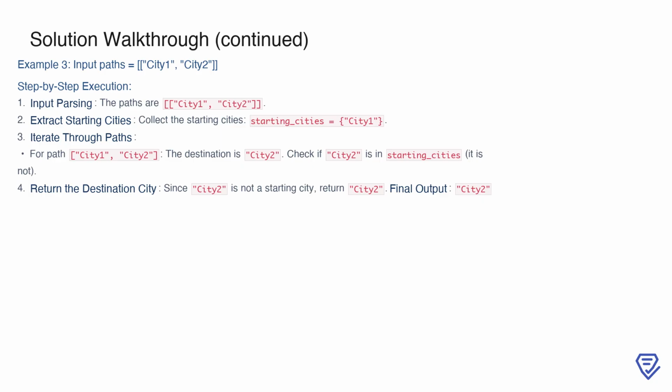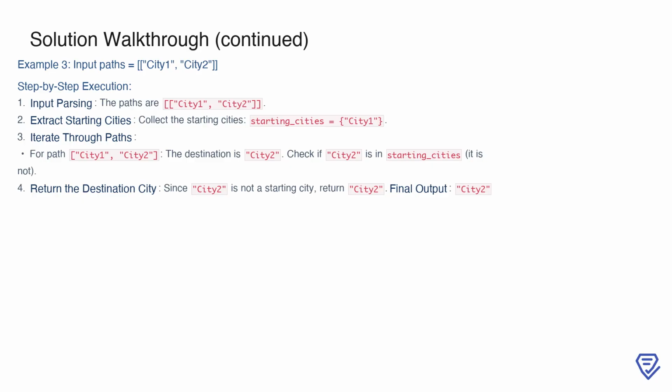Here, the input paths consist of a single path, City 1, City 2. Once again, we want to determine the destination city. To do this, we first collect the starting cities by extracting the first element of the path and storing it in a set. This results in City 1. Next, we evaluate the destination city by examining the single path. The destination here is City 2.